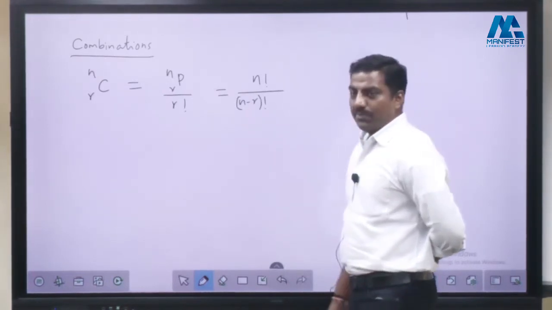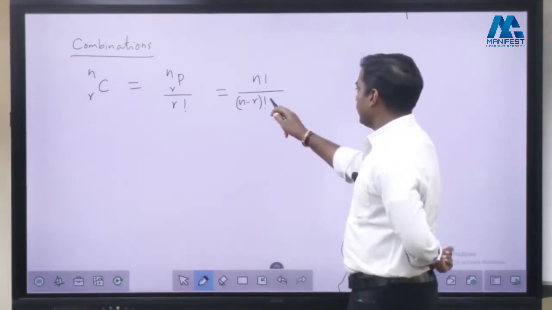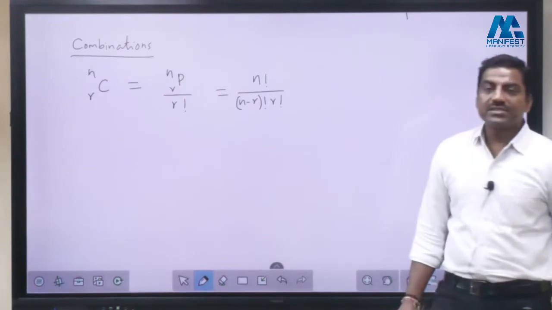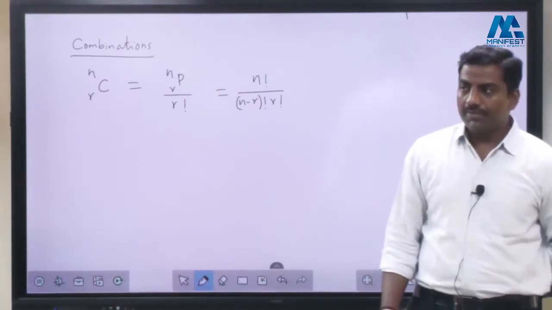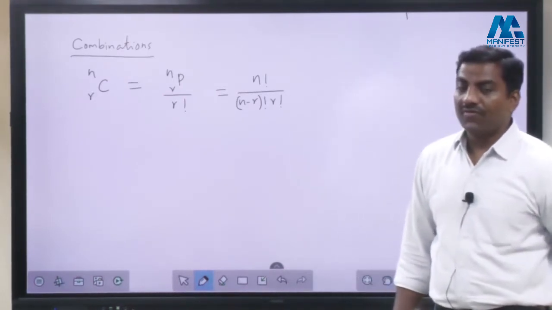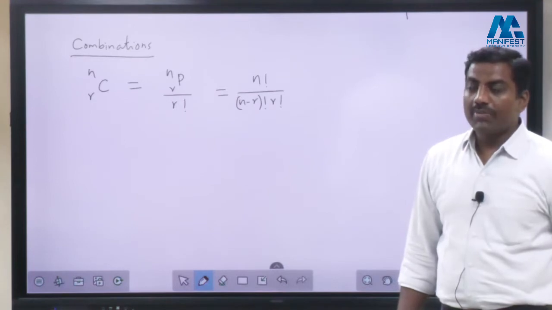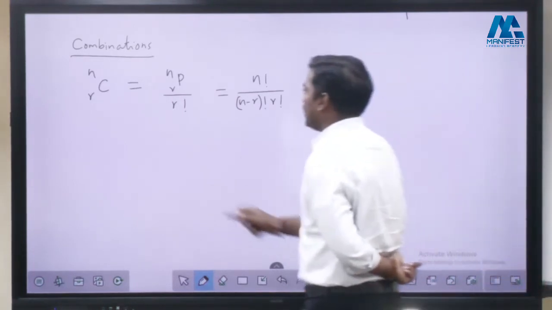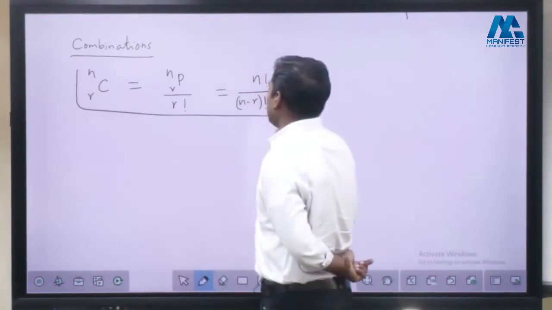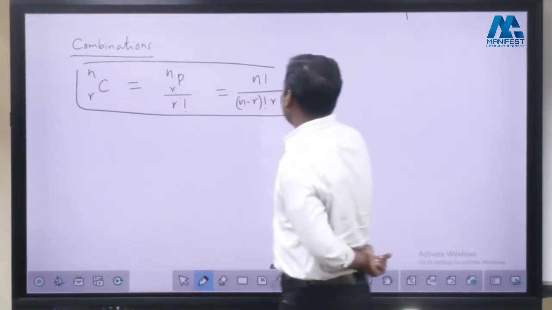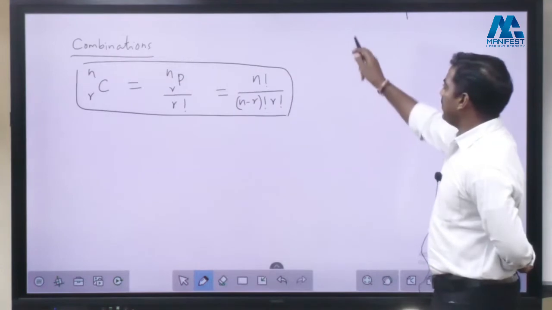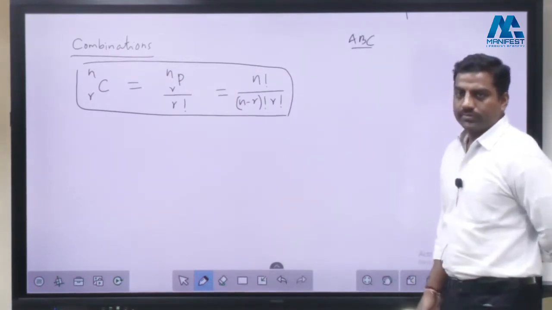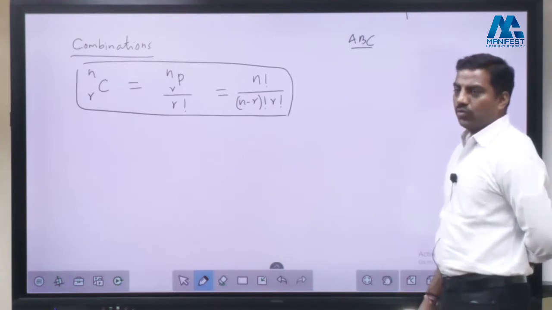This is for NPR. And this r factorial, which is dividing the given number, is making the number of combinations less. Number of combinations less. So you can note this down. I'll give you examples of what I had taken earlier. ABC I had taken, out of which we have to select 2.